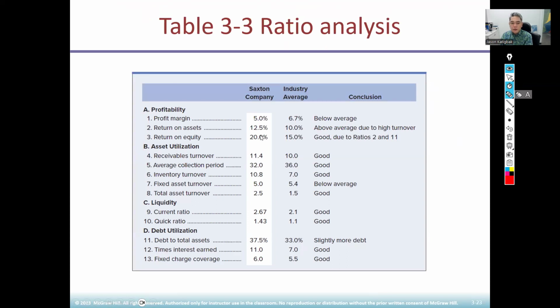Now the ratio would look like this, and then Saxon Company, and then this is your industry average, and you can actually have your conclusion. Okay.